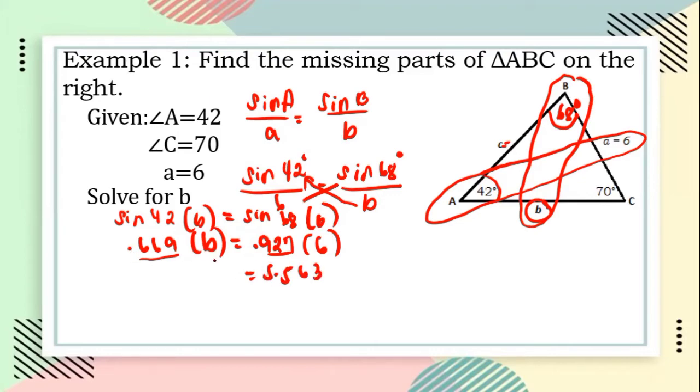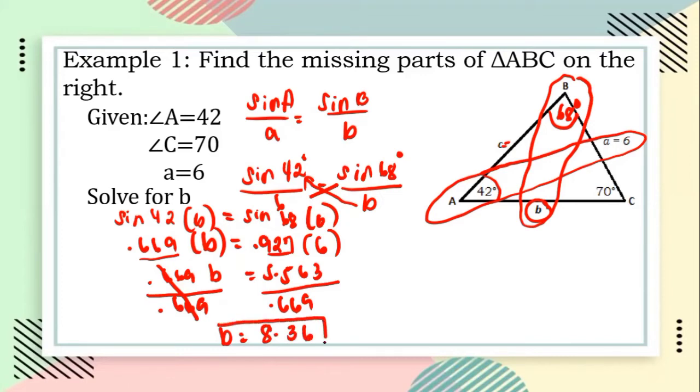Next, you cannot multiply this one, 0.669 b. All you have to do is divide both sides by 0.669 to cancel this number and solve for b. So let's divide both sides by 0.669. We get the answer 8.36. So this is the measure of b. Measure of b is 8.36. Right, so that is for the SAA case.